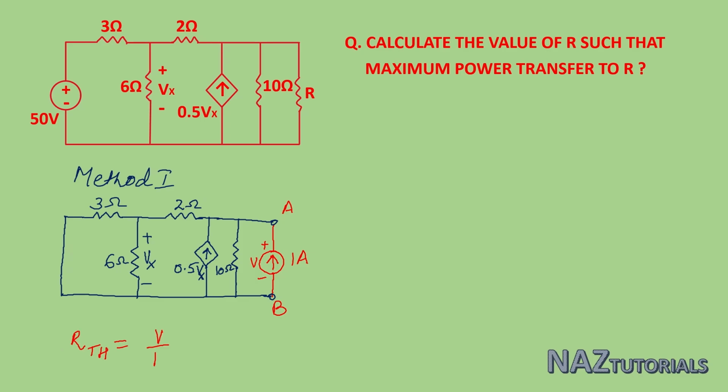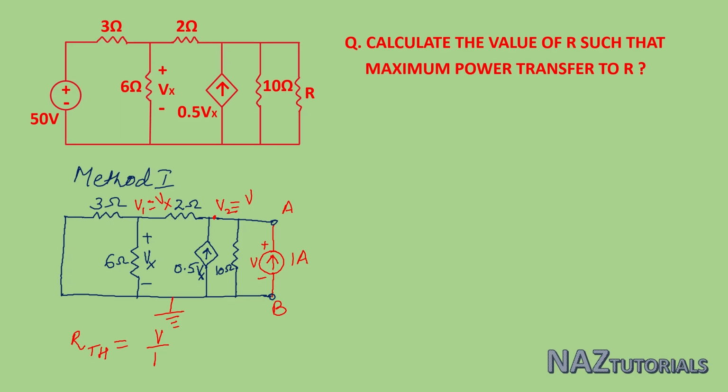Now calculate this voltage V by using nodal analysis. For nodal analysis, we assume one node as a reference node and the other node voltages. Here we assume this is our reference node, this node voltage is V1 and this node voltage is V2. If you analyze the network, V1 is equal to Vx, and V2 is connected to the 10 ohm resistance through a 0 volt potential, and the voltage across this 10 ohm resistor is V. So V2 is equal to V. Here V1 is Vx and V2 is V.